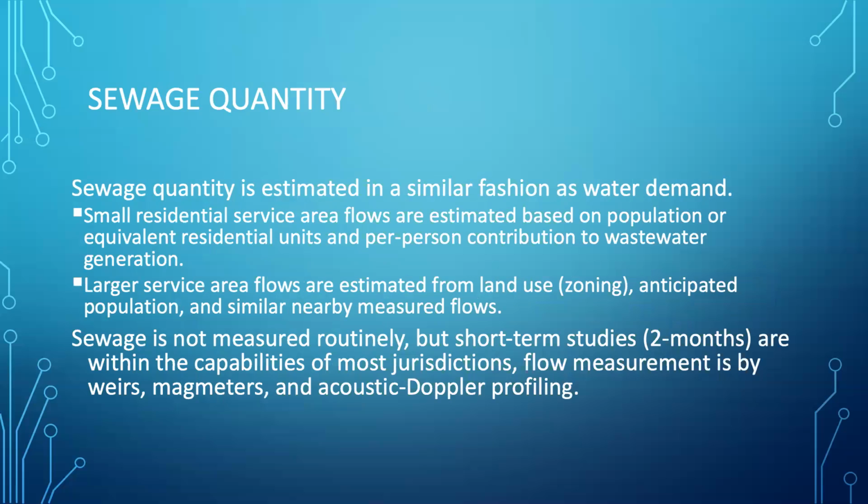The amount of sewage that we have to manage is essentially estimated the same way as we would with water demand. Small residential service area flows would be estimated based on population or equivalent residential units. And it's a fair bet that the sewage coming out of a residential unit has got to be volumetrically the same as the water going in at the worst case, and then per person contribution to wastewater. Larger service area flows are estimated from land use, anticipated population, and similar nearby measured flows if such measurements exist.